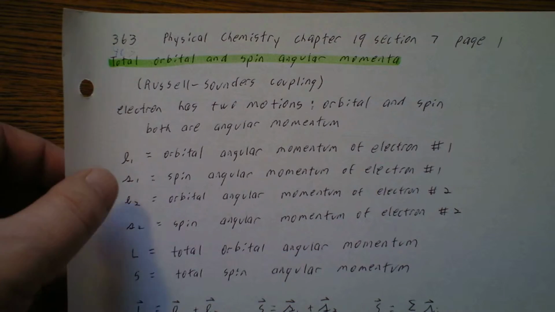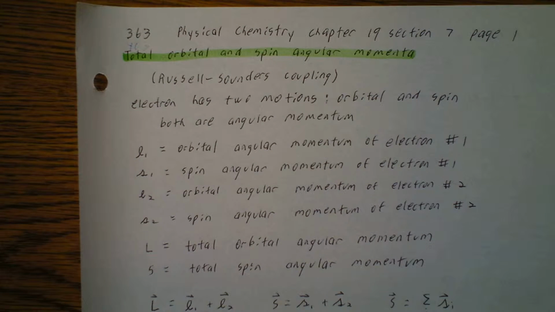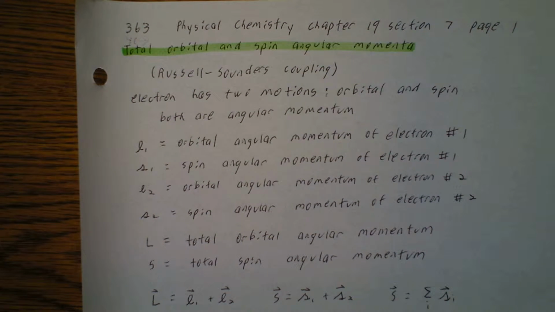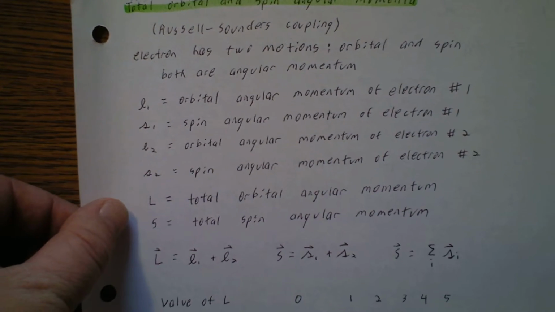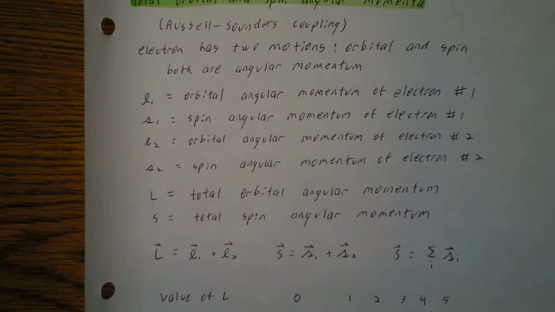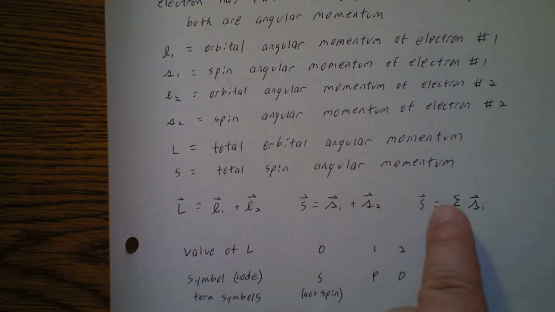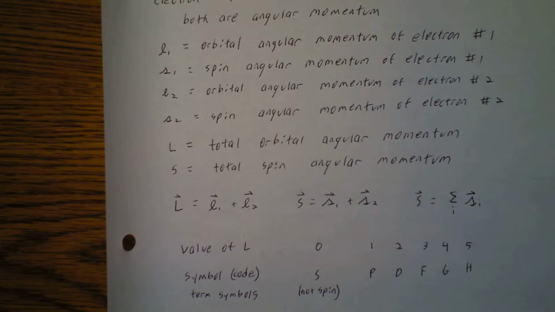Both are angular momentum. So we have L1, that's the orbital angular momentum of electron 1, and S1, that's the spin angular momentum of electron 1, and then L2, that's the orbital angular momentum of electron 2, and S2, that's the spin angular momentum of electron 2. So capital L, that's the total orbital angular momentum, and capital S is the total spin angular momentum. So we have L equal to L1 plus L2, and S is equal to S1 plus S2. Or you could say that S is equal to the sum over i of S sub i.